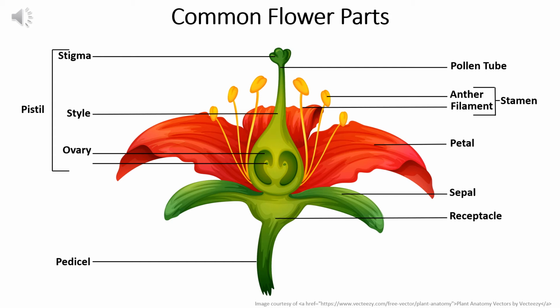The ovary forms the base of the pistil. The ovary holds the ovules. The ovules are the egg cells of a flower. They are contained in the ovary. Once the plant is fertilized, this product forms the fruit, and the ovules become the seeds of the fruit.